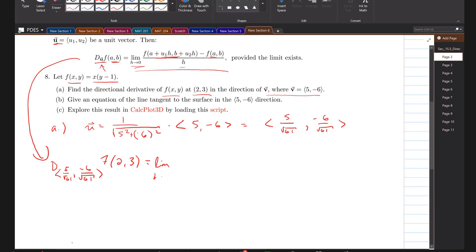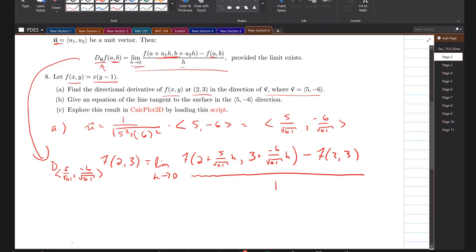This is the limit as h approaches 0 of f of 2 plus 5 over the square root of 61, oops, I forgot my h there, 5 over the square root of 61 h, comma, 3 plus negative 6 over the square root of 61 h, minus f of 2, 3, all over h.